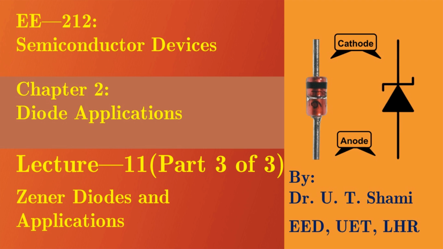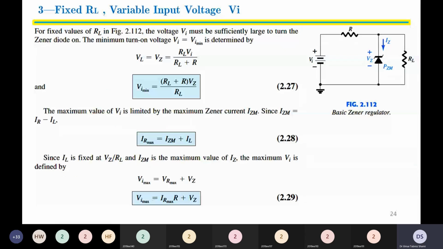Okay, so next we will come to the third operating condition. In this operating condition, we have a fixed RL, or fixed load resistance, but a variable input voltage. That is, this time the input voltage VI in figure 2.112 is now variable.